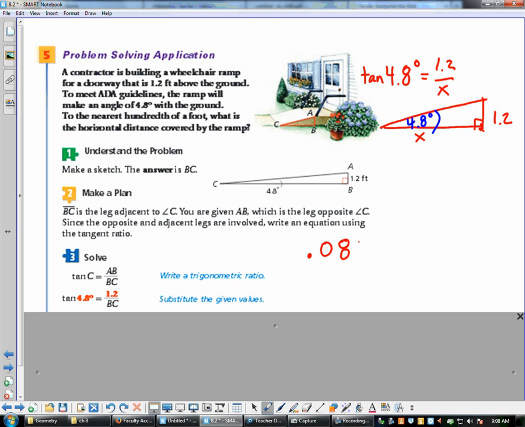0.0839. Okay, I'll leave it like that. Equals 1.2 over x. Again, I said think of this as 0.0839 over 1. Now when you cross multiply and solve, you end up getting x equaling what? 14.29? What? 14.45? Okay, so 14.45, something like that.